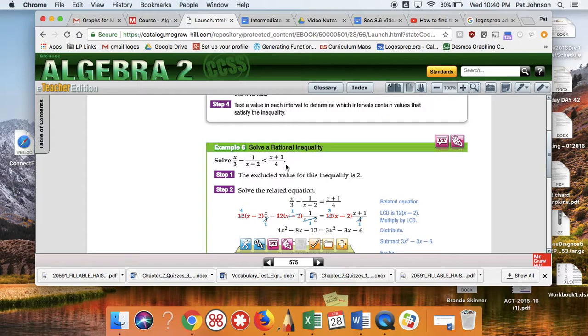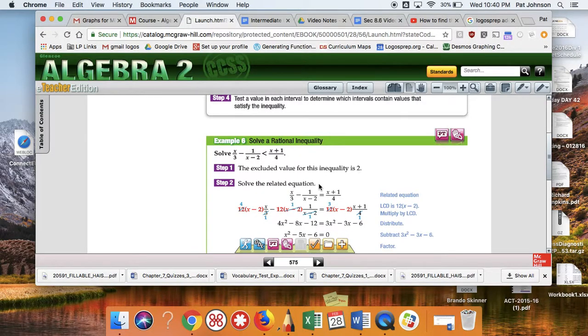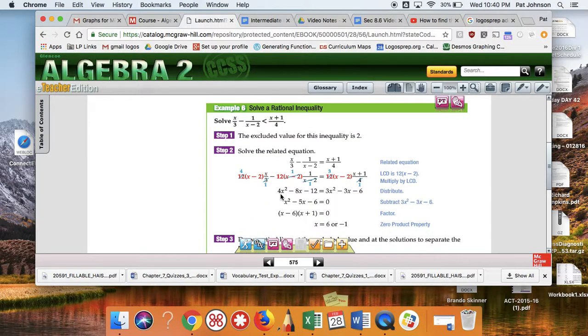It says x over 3 minus 1 over x minus 2 is less than x plus 1 over 4. Okay, so first thing we're going to do is get an LCD. So the LCD, first of all, let's find the limitation. So where do you have a variable? Here. So x cannot equal 2. Our LCD is going to be 12 times x minus 2.